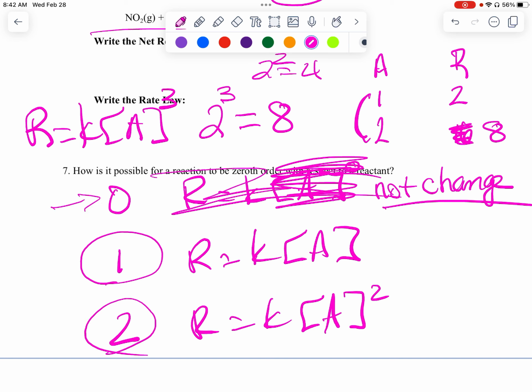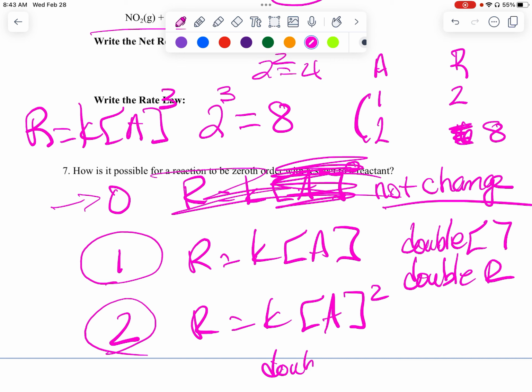So again, zero order just means that it has no effect on the rate. First order means if you double the concentration, you double the rate. If you tripled the concentration, you would triple the rate. If you quadrupled the concentration, you would quadruple the rate. For a second order, if you double the concentration, then the rate quadruples. Okay, it goes up by a square factor. And we'll get more into that, so don't worry too much about it now. We will have a big discussion about that later on. Now, go try this worksheet.